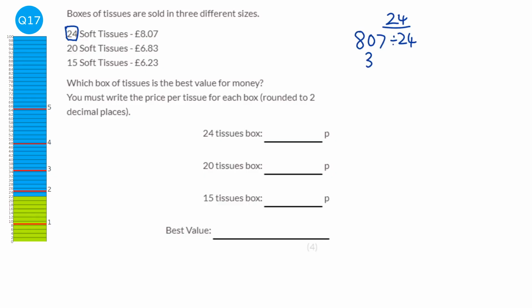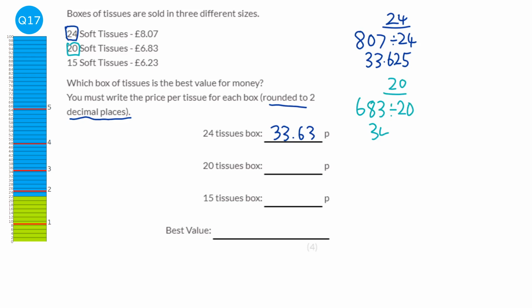I'm going to divide by the 24 to find out the price of one tissue. So that is 33.625. And so I'm just going to round that to 33.63. I'm just going to round everything to 2 decimal places, which it says in the question. Next one, we're going to do the 20 soft tissues. So this time I'm going to do 683 divided by 20. When I put that into the calculator, you get 34.15, so that's already 2 decimal places.